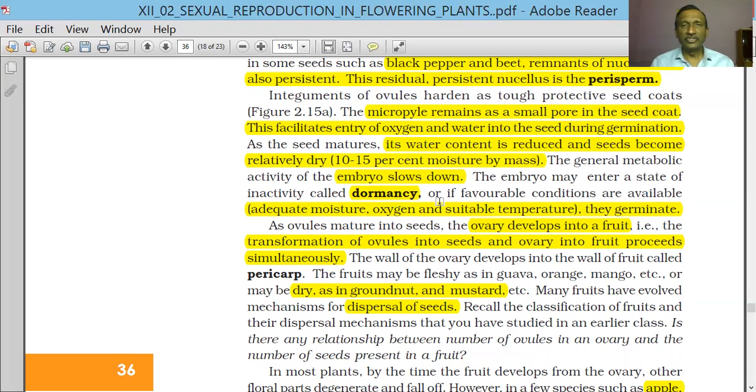Now, what are the favorable conditions for germination? It requires water, oxygen, light, and a suitable temperature. So when these conditions are made available to it, it will again start germinating.